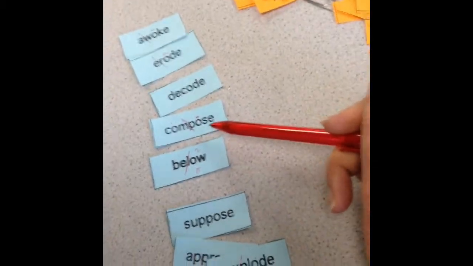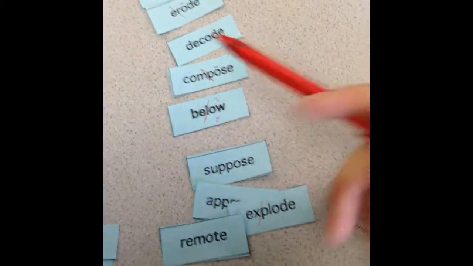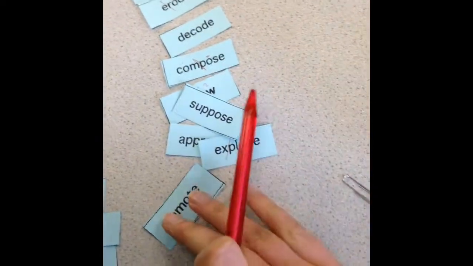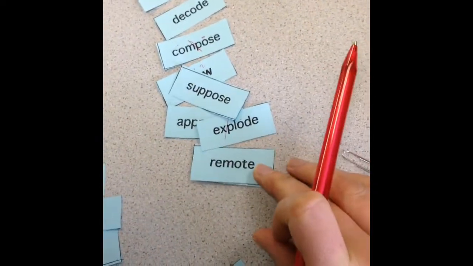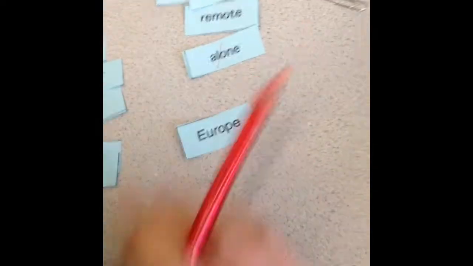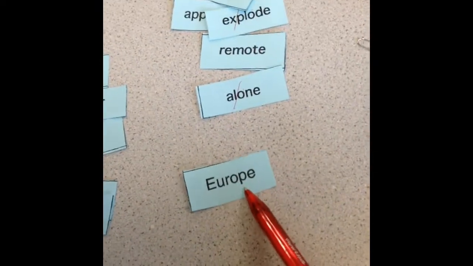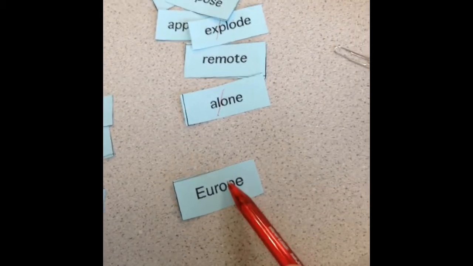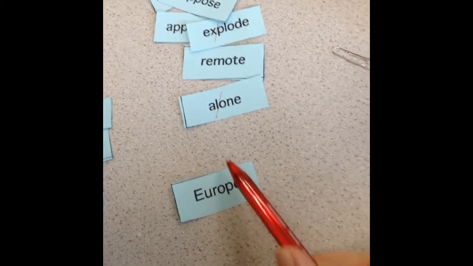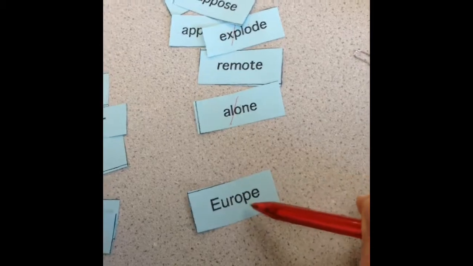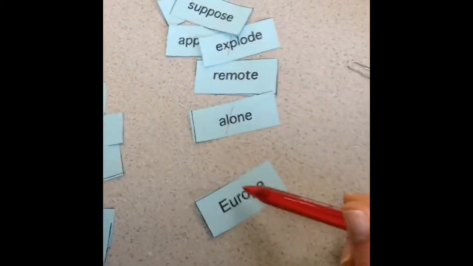Awoke, erode, decode, compose, below, suppose, approach, explode, remote, alone. And then hopefully you found the oddball, Europe, which is an oddball because although it has a pattern of a vowel, consonant, and an E, like many of the other words, it does not have the long O sound. We don't say Europe, it's Europe. So that is why that one is an oddball.